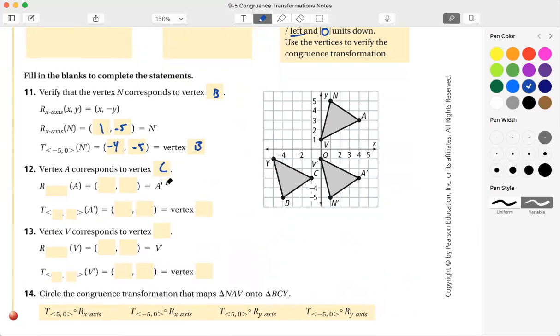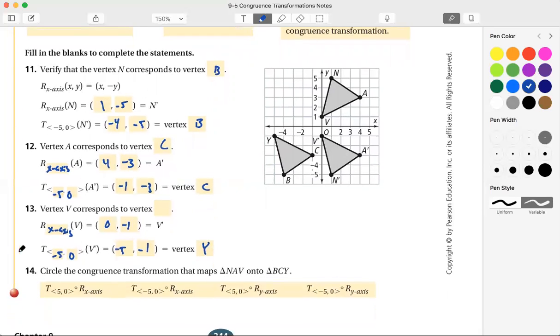Let's make sure it's C. Reflecting A across the x-axis would be (4, negative 3). Then translating by (negative 5, 0) becomes (negative 1, negative 3), which is vertex C. Reflecting V across the x-axis becomes (0, negative 1), and then the translation becomes (negative 5, negative 1), which is vertex Y. So the congruence statement would be the following.